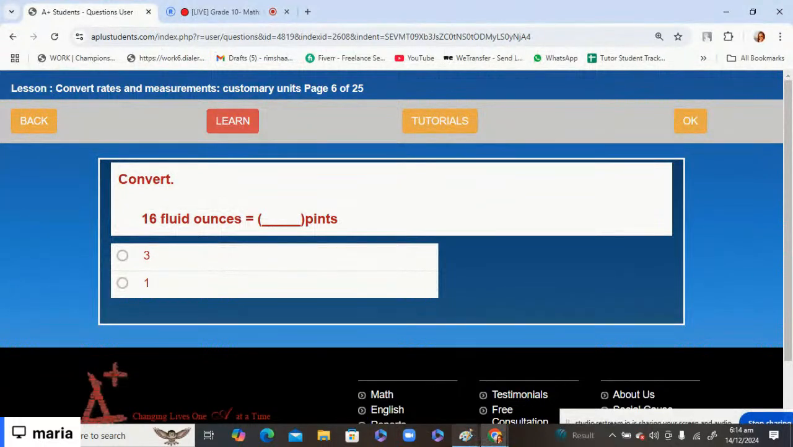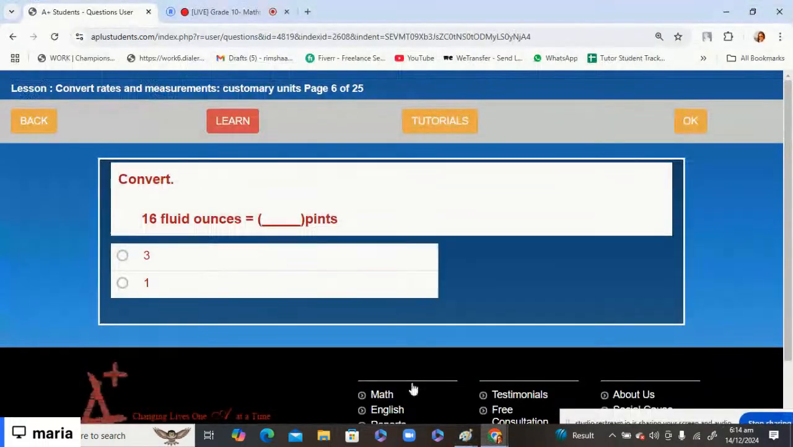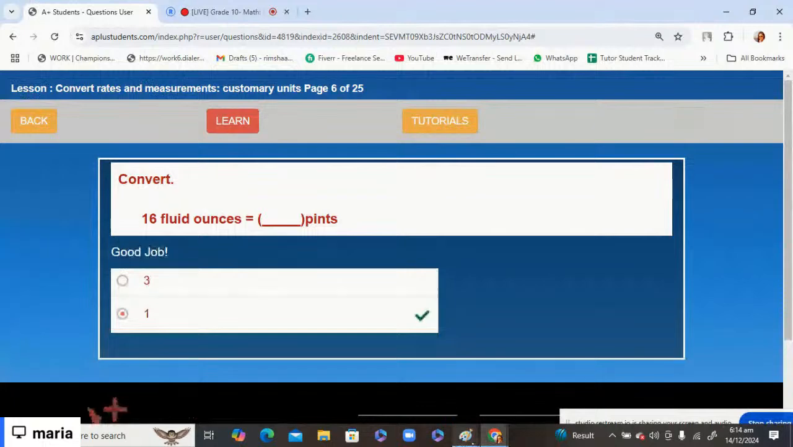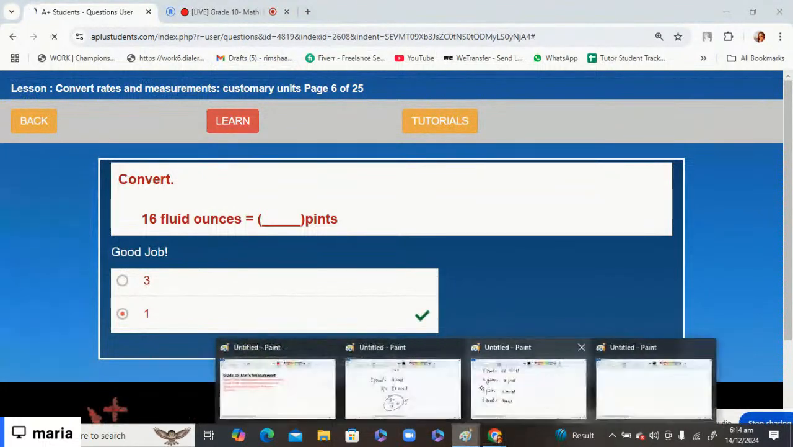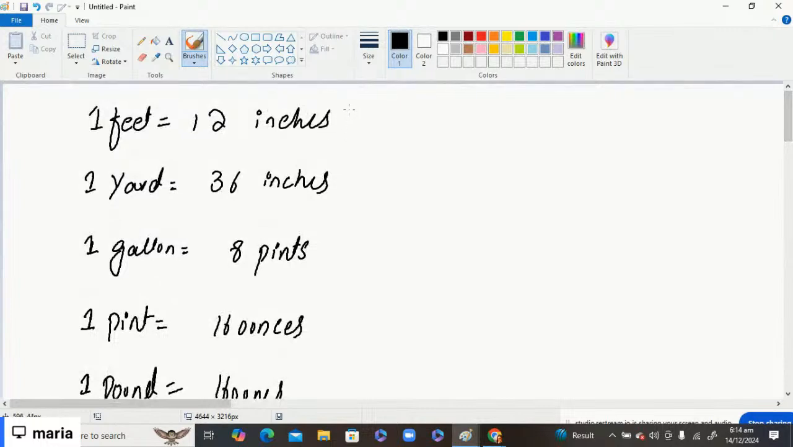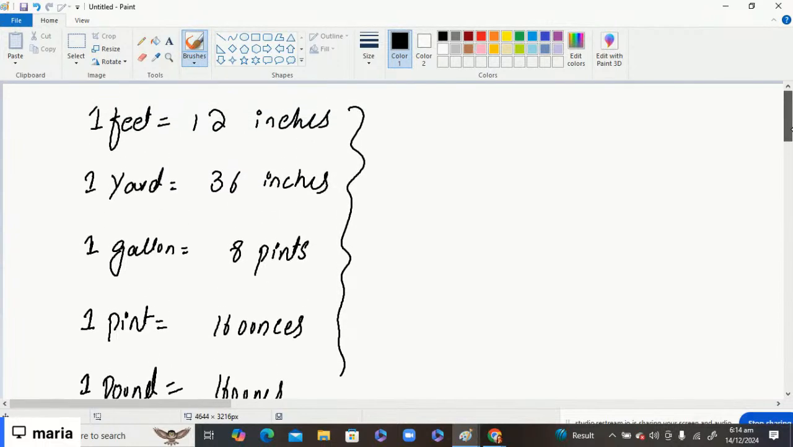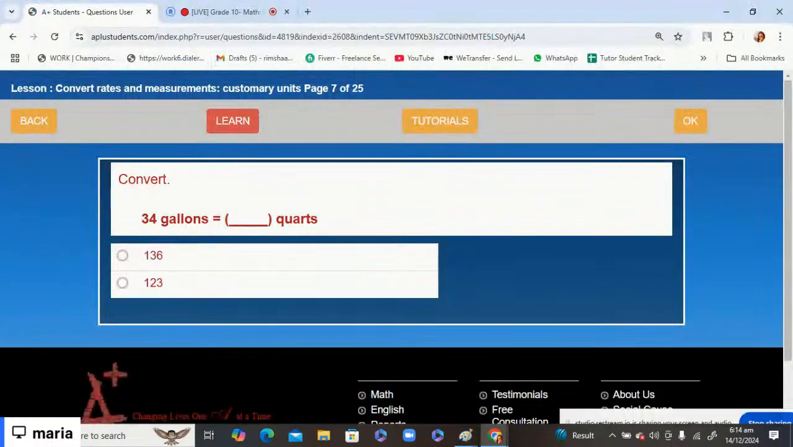16 ounces equals how many pints? As we know that 1 pint is equal to 16 ounces. This is already given. If you know the one thing, you need to remember. Like 1 foot is equal to how many inches, 1 yard is equal to how many inches, 1 gallon is how many pints, 1 pint is how many ounces, then it's easy to find the double of this, triple of this, or any other value of this.